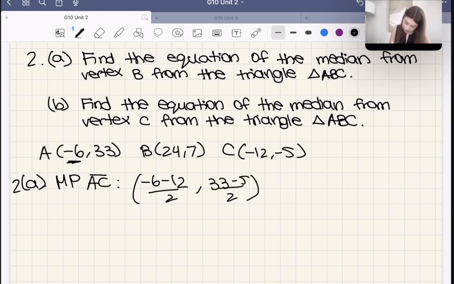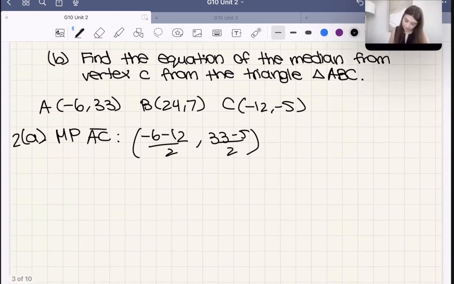Because I took the x values. And for our new x value, we're going to add these up and divide by 2 to get the average of the x values. Then we're going to get the average of the y values over here for our new y value for our midpoint, right? So that's just a quick reminder of how we do find the midpoint there.